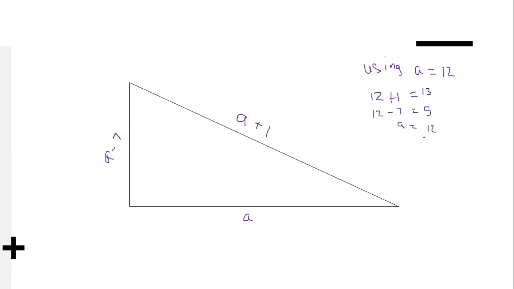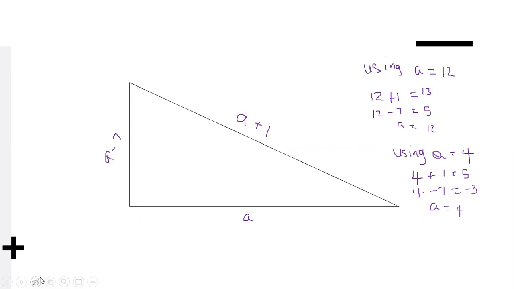See, good. Using a is equal to 4 now, let's use that one and we're going to realize where something goes wrong. Find the hypotenuse, which is a plus 1. You're just substituting 4 for a, wherever you see a, you put 4. So that'll be 4 plus 1, which is equal to 5. Using the height, a minus 7, that would be 4 minus 7, which is equal to -3.